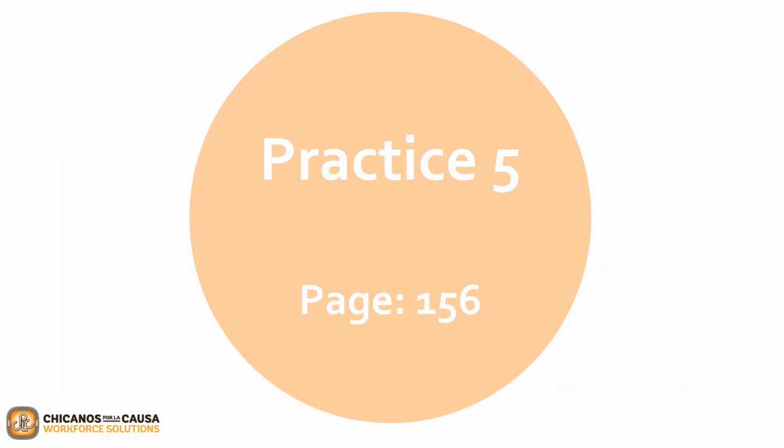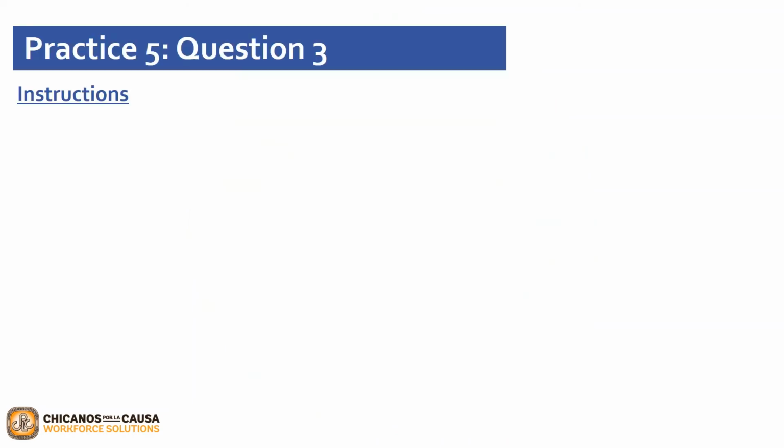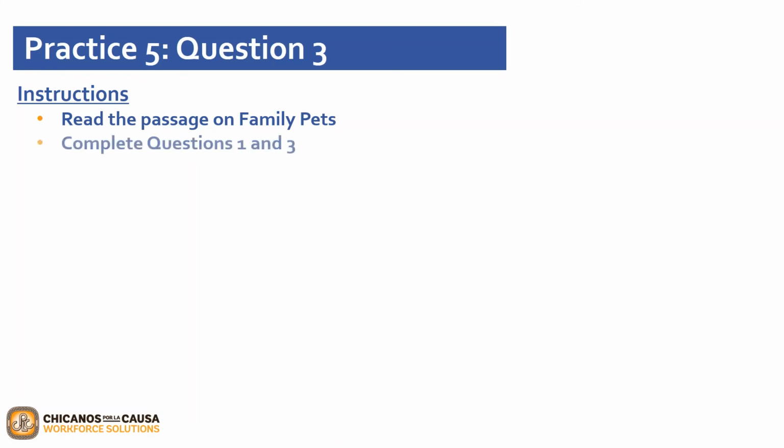Now that we've learned 2 different methods to plan our writing, let's practice these principles with practice 5 on page 156. At this time, please pause the video and read practice 5 on family pets, found on page 156, and answer questions 1 and 3. You will need to answer the questions prior to moving on.